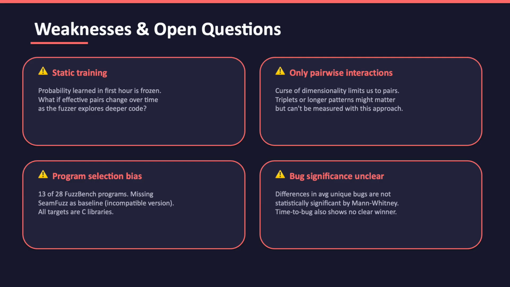The bug finding differences are not. The average number of unique bugs per trial doesn't differ significantly between fuzzers. This is common in fuzzing research. Bugs are rare, noisy events, but it does weaken the practical significance claim.